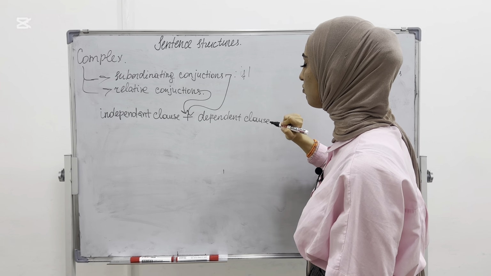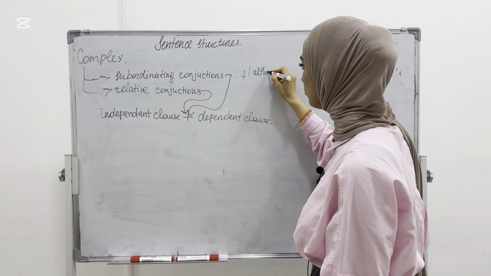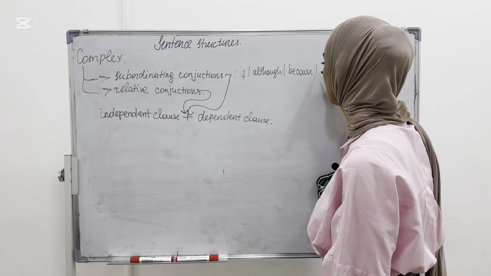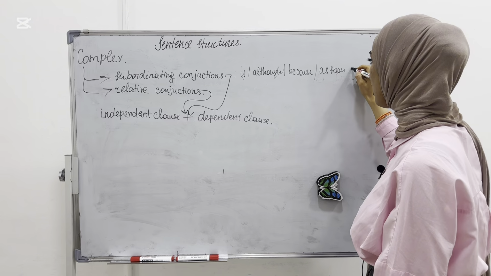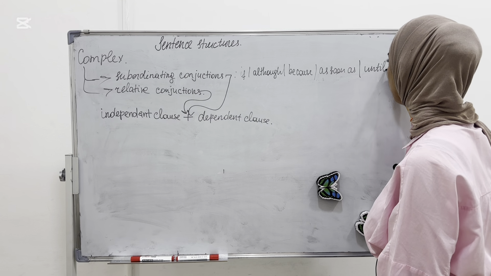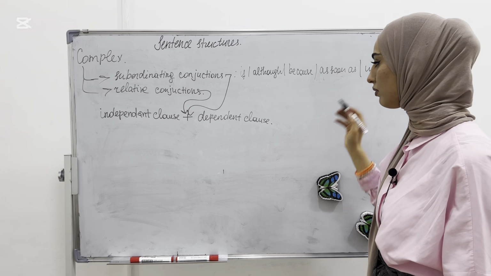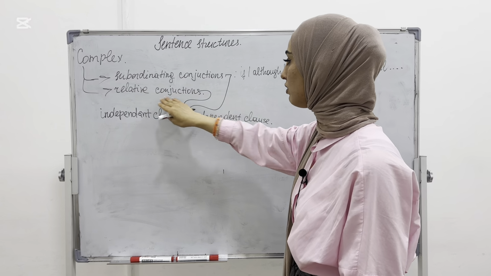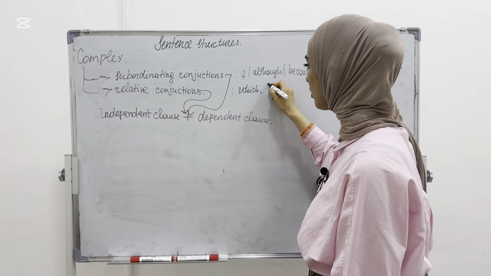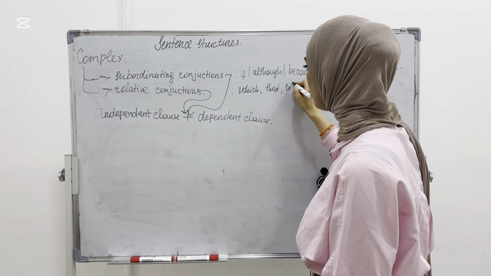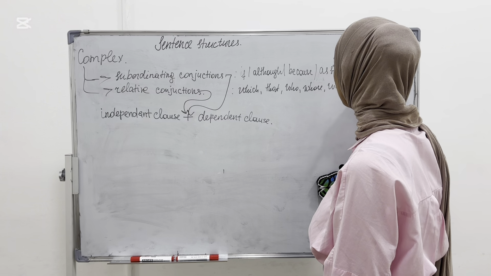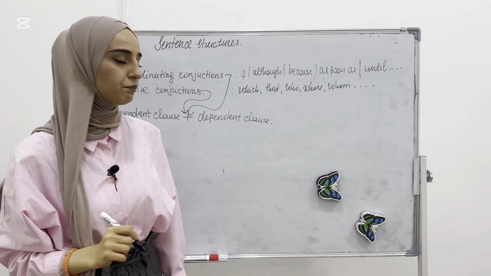Let's see. By saying subordinating conjunctions, I mean if, although, because, as soon as, until, and etc. There are far more. And then relative conjunctions, I mean which, that, who, whose, whom. Yep. Let's see.